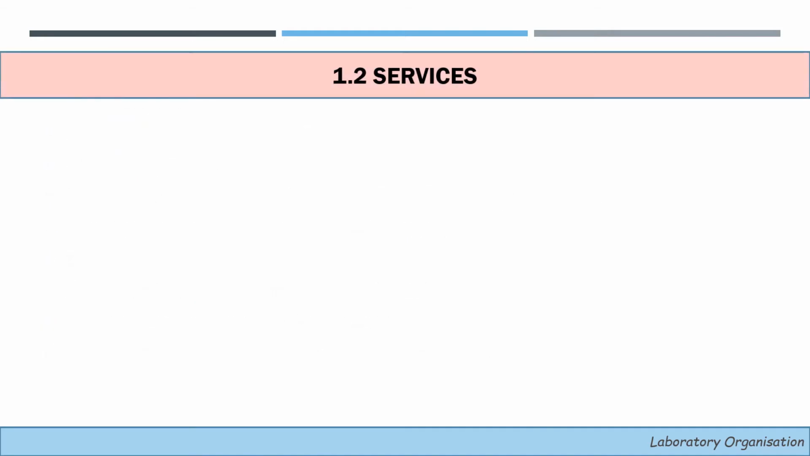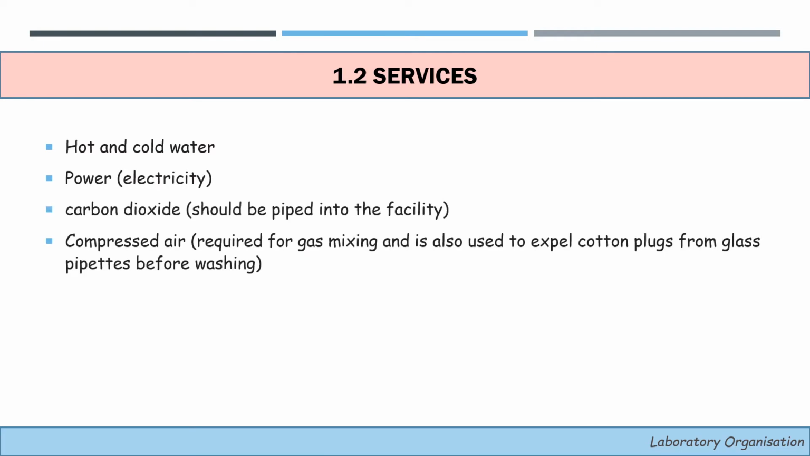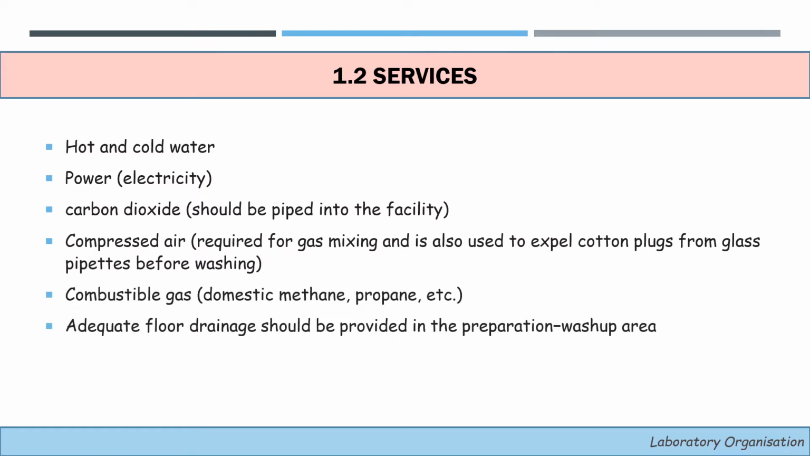The basic services for an animal cell culture laboratory would include provision for hot and cold water, electricity and power backup, carbon dioxide, compressed air, combustible gas, and also adequate flow drainage should be provided in the preparation wash-up area, vacuum line and pump. A vacuum line can be useful for evacuating culture flasks.